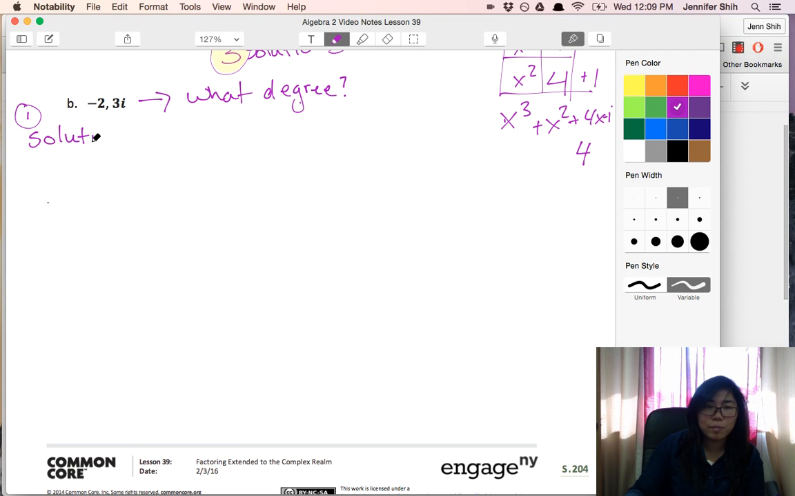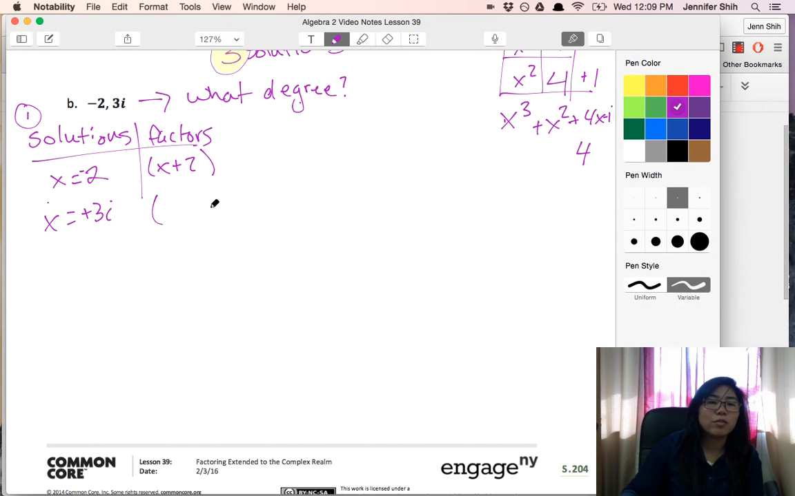This is the first step, in case you missed it in the first example. Solution and factors. We have x is equal to -2, so our factor is x plus 2. We have x is equal to positive 3i, so our factor is x minus 3i. What are we missing here?